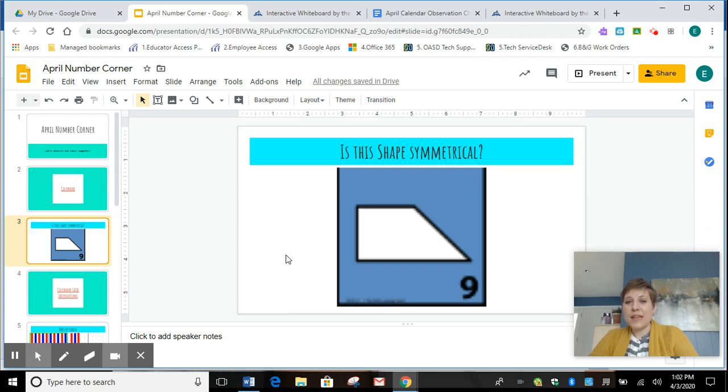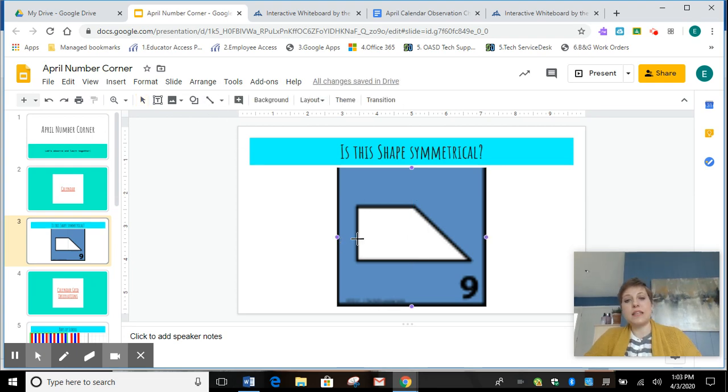Now, we need to decide, is this trapezoid symmetrical? So right away, we're going to start by splitting it down the middle. And I think the middle is about here for this shape. Are these 2 sides matching? You're right, they're not. I see a square on one side and a triangle on the other side. So they are not lining up if I were to fold them right there.